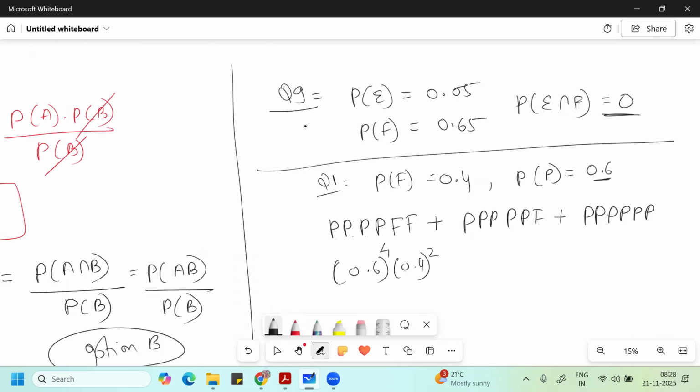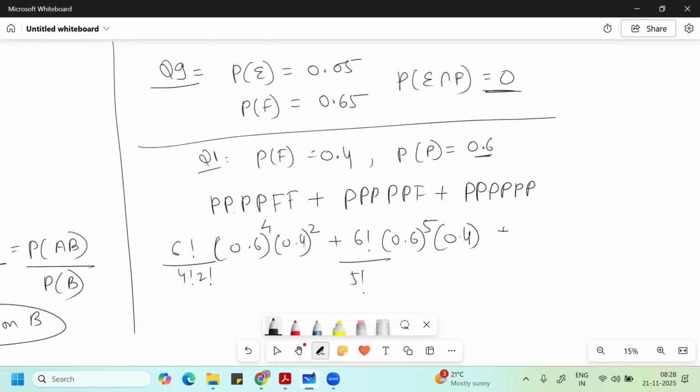And this you can arrange in how many ways? 6 factorial by 4 factorial 2 factorial. Then 6 factorial by 5 factorial 1 factorial, and this would be 0.6 to the power 5. 6 pass is 5 times and fail is 1 time. And then this would be one way only, 0.6 to the power 6.